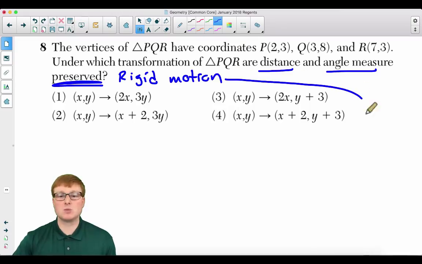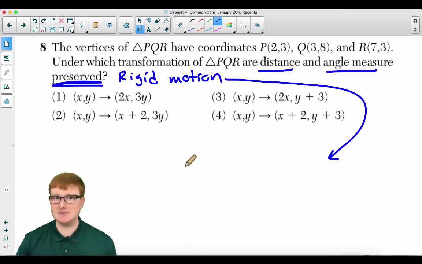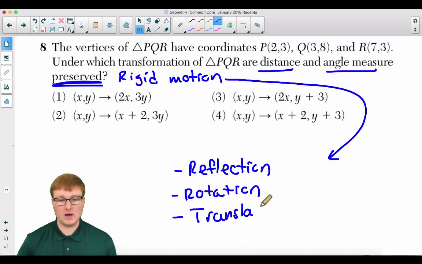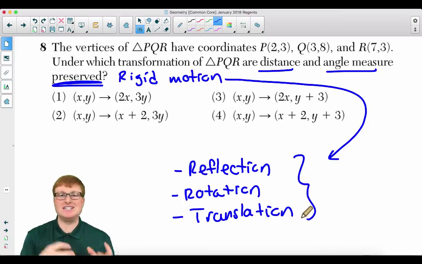So when you hear the word rigid motion, generally speaking, I want you to think of the following terms: a reflection, a rotation, or a translation. Any of these three, always, these always preserve distance and angle measure. They never change the size of the shape.